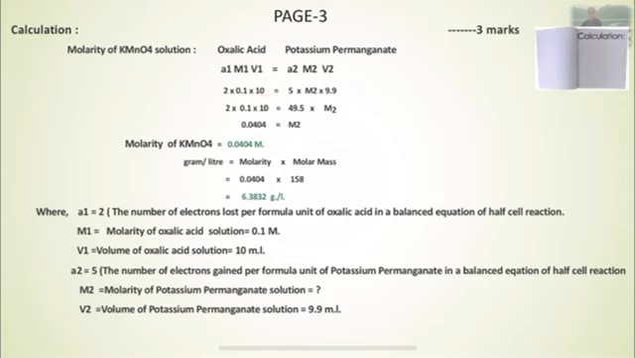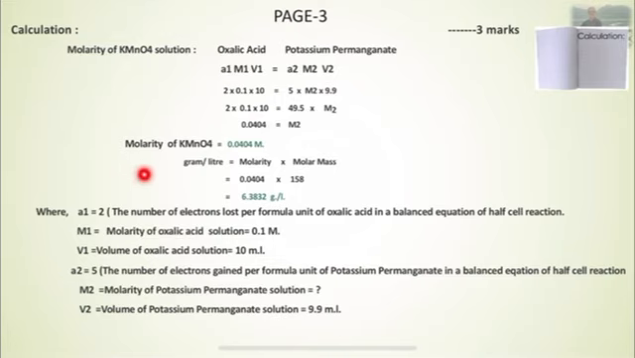Now A2. A2 is 5. From where? The number of electrons gained per formula unit of potassium permanganate in a balanced equation of half cell reaction. So A2 is 5, M2 we have to find out, and V2 is our concordant reading. Now put all the values in the formula, and finally our M2 is 0.0404. Always write 4 digits after the decimal point.